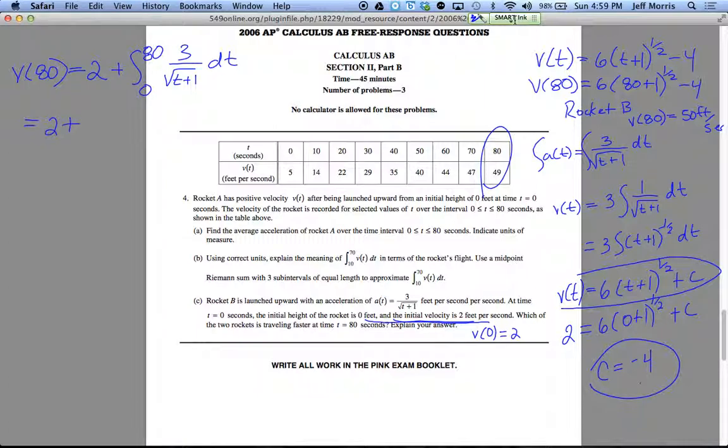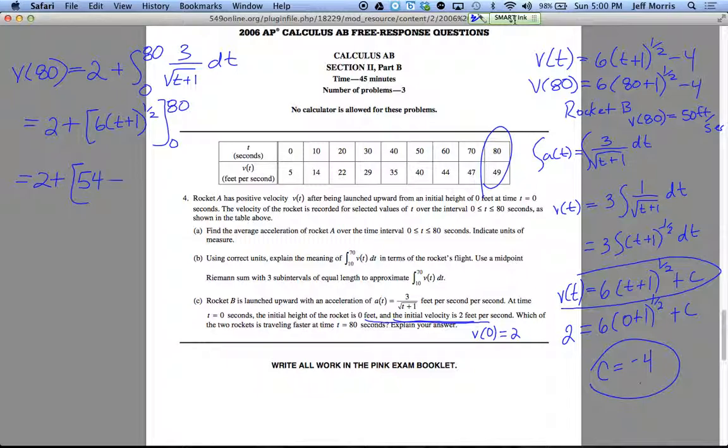2 plus, all right, definite integral. We'll cheat, we already know what the integral is: 6 times the square root of t plus 1. But do we have a plus c with the definite integral? No. So it's 6 times the square root of t plus 1, evaluated from 0 to 80. Now watch this. You're going to have 2 plus, 80 plus 1, still 9.